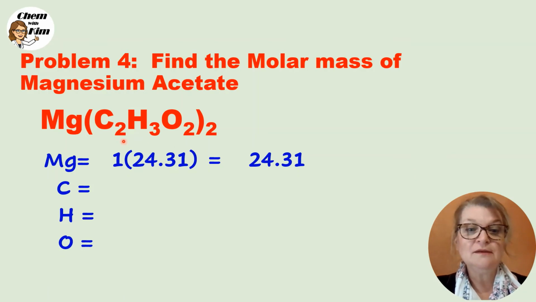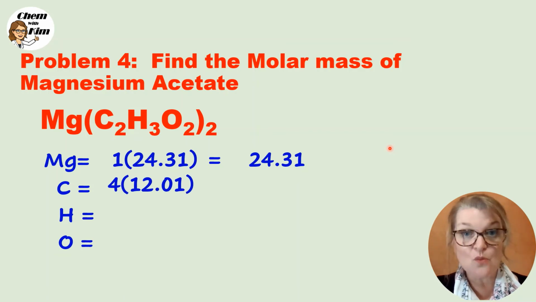Well, the carbon has a subscript of 2, and it's inside a parentheses with another subscript of 2 outside. So we're going to multiply these subscripts together, and there's actually 4 moles of carbon. So we're going to multiply the mass of carbon, 12.01, times 4, and we'll get 48.04.